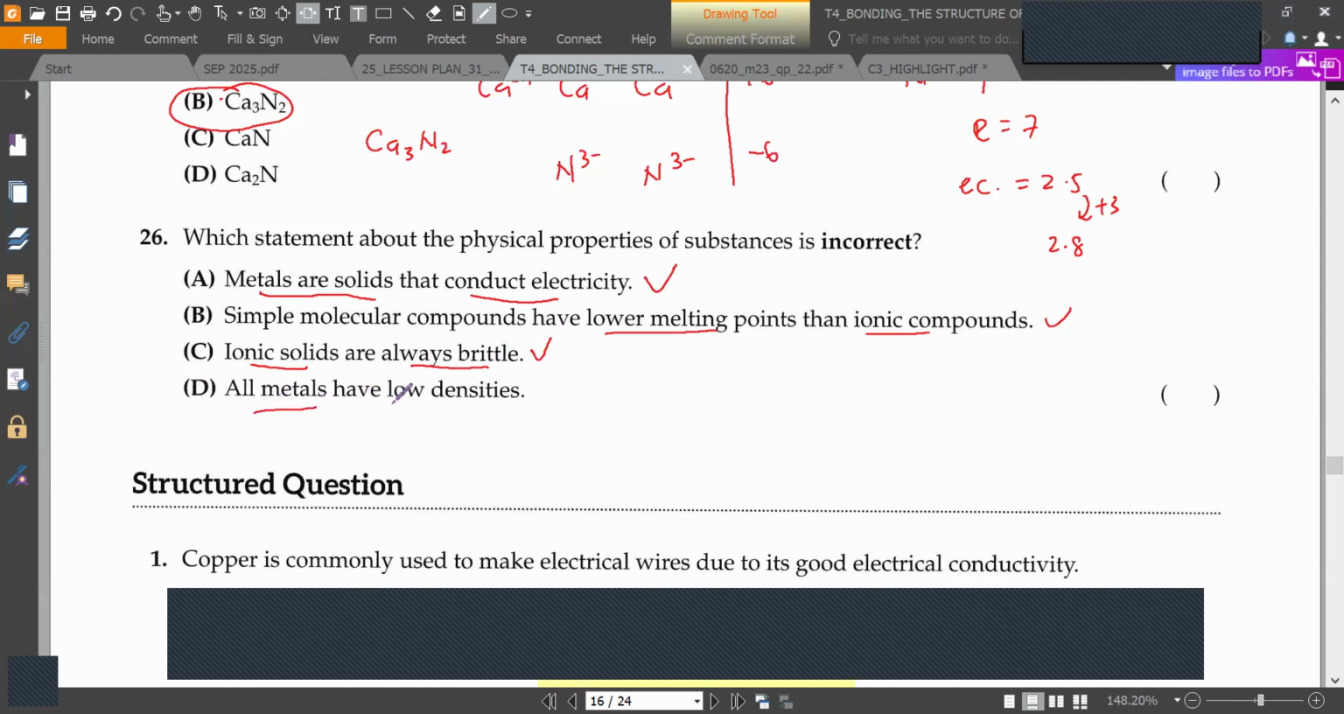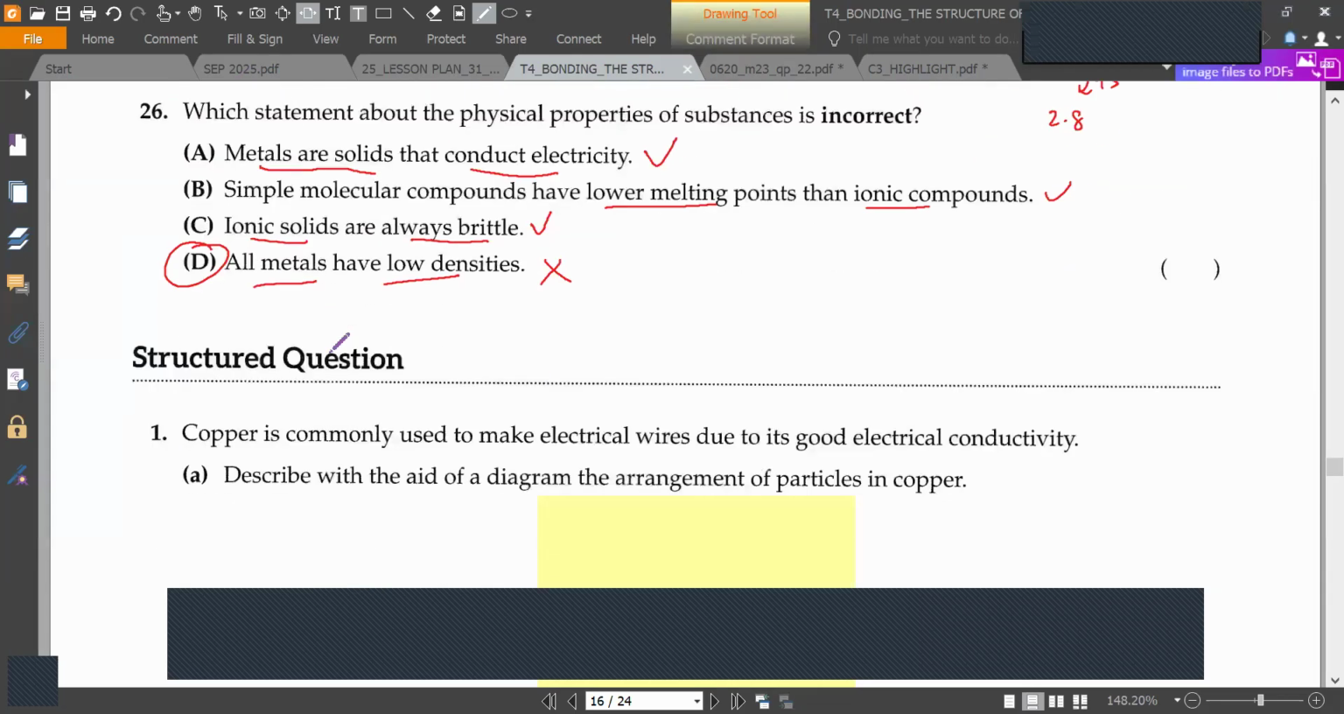All metals have low density? No. Metals are generally quite heavy, so they generally have quite high density. So they have high density.